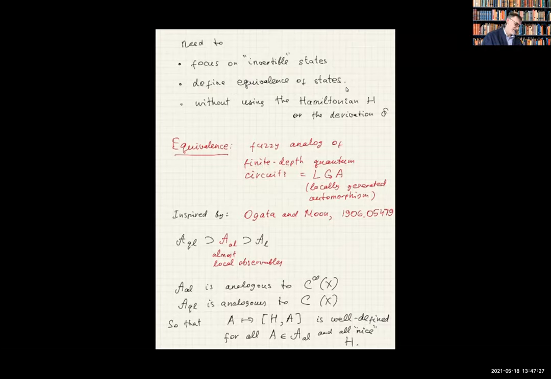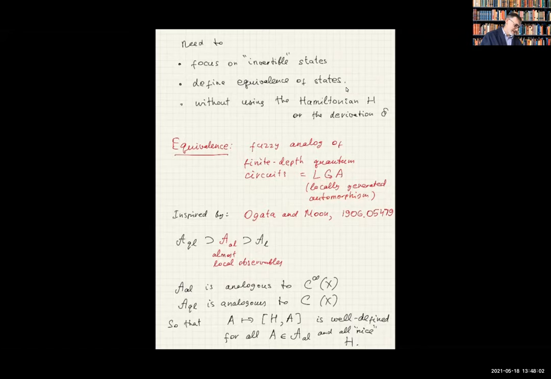And I call it a locally generated automorphism. It's basically a quasi-adiabatic continuation with some nice quasi-local Hamiltonian. This is inspired by the work of Ogata and Moon, which explains what happens if you have two gapped Hamiltonians with unique ground states, which are connected by a path of such Hamiltonians. How are the two states related? They're related precisely by this LGA. Well, not precisely, but basically. Anyway, that's an inspiration for it.